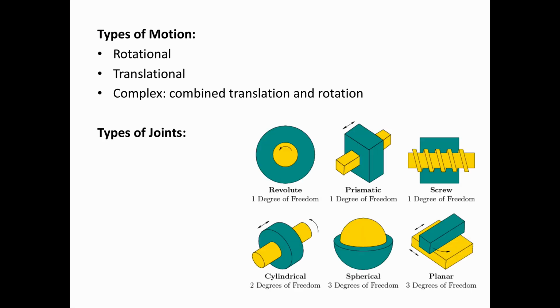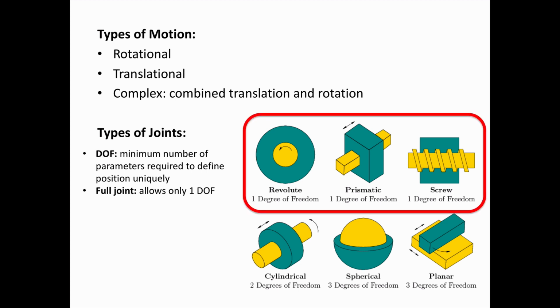There are a few different types of motion to be familiar with: rotational motion, translational motion, but we could also have complex motion that's a combination of translation and rotation. There are several different types of joints to be familiar with, and each of these has its own number of degrees of freedom. And when I say degrees of freedom, that corresponds to the minimum number of parameters, quantities, that are required to define the relative positions between the links in this kinematic pair uniquely.